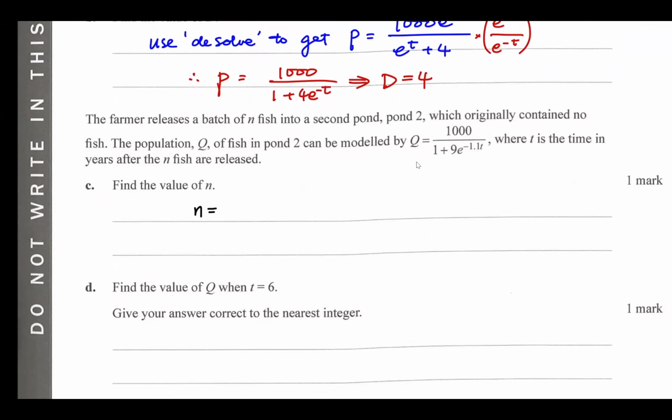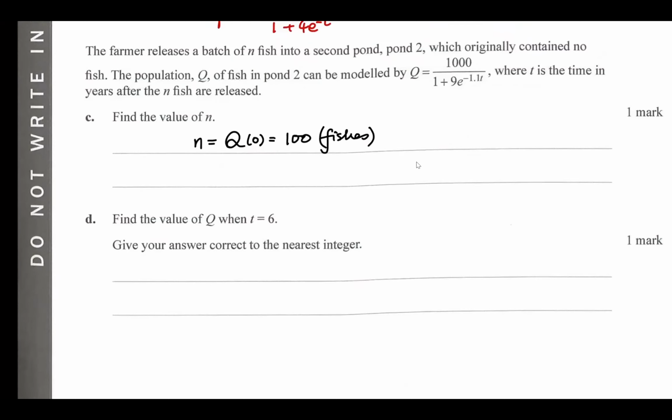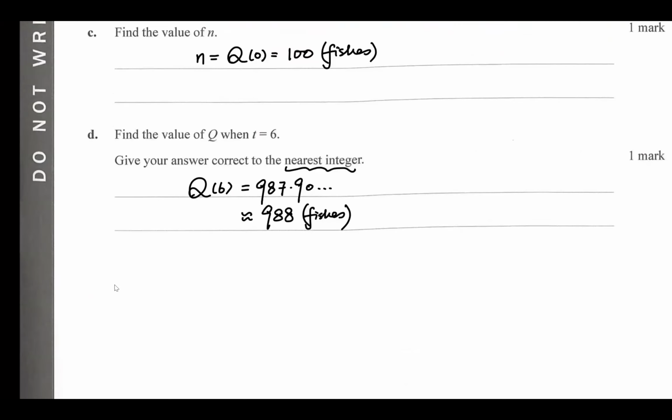Okay, Q naught equals 100 fish. Find the value of Q when t equals 6. So Q of 6 equals 987.9 something. All right.